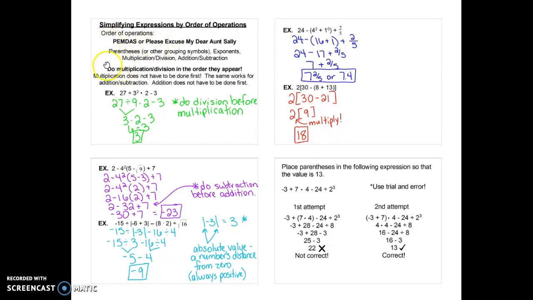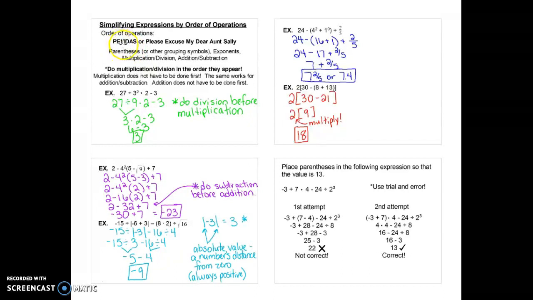Okay, now, a couple things that you need to keep in mind. Parentheses, or other grouping symbols, have to come first. That's the P. Other grouping symbols could be brackets or absolute value bars as well. So parentheses, absolute value bars, brackets, any type of grouping symbols has to come first. Then the E stands for exponents. So any exponents you need to take care of second.